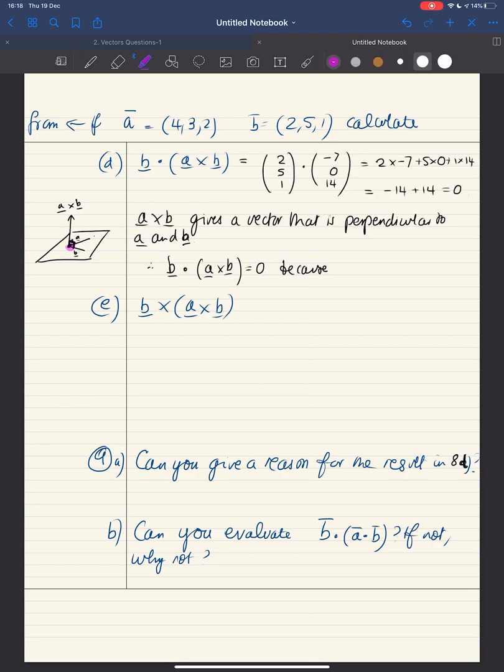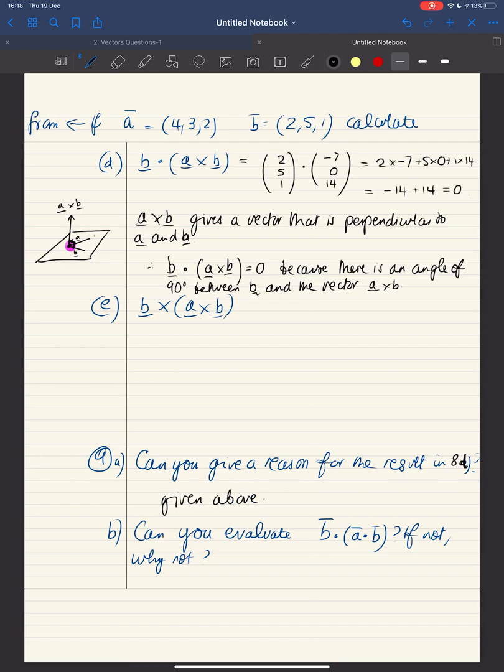Okay, so because of that 90 degrees there, because there is an angle of 90 degrees between B and the vector A cross B, that answer is given above. So the answer to 9a is given above. So I've sort of done that one already in 8d. Okay, right, B cross A cross B.